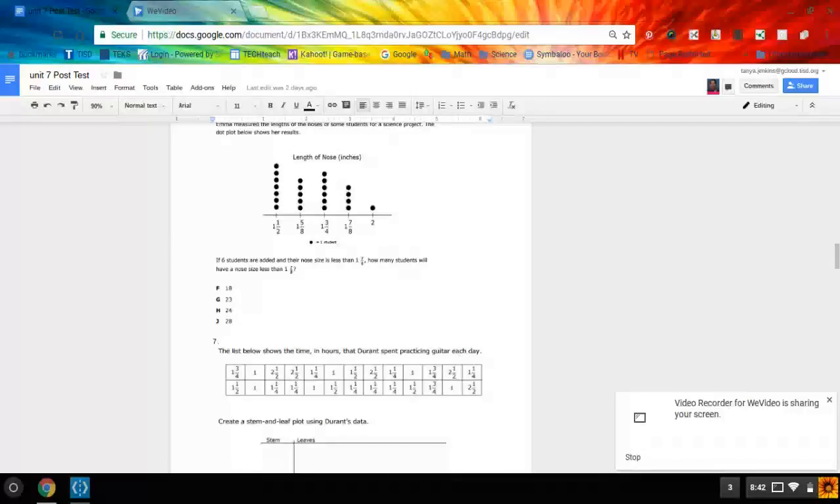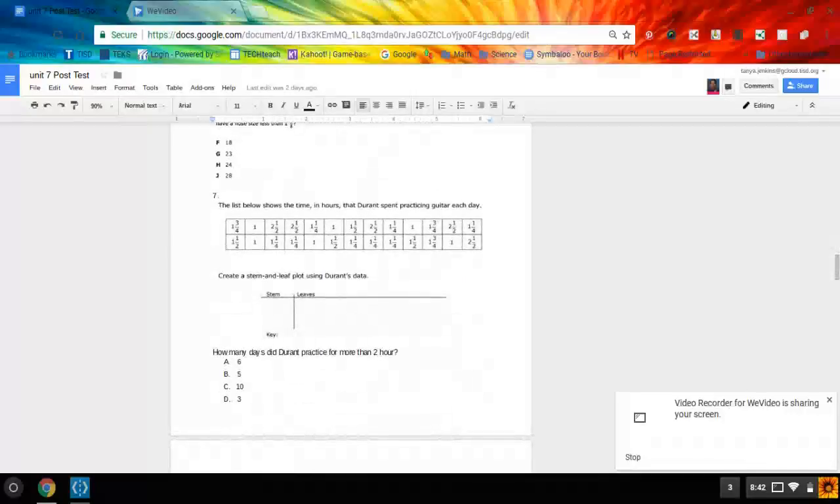Number 7. The list below shows the time in hours that Durant spent practicing guitar each day. Create a stem and leaf plot using Durant's data. How many days did Durant practice for more than 2 hours?